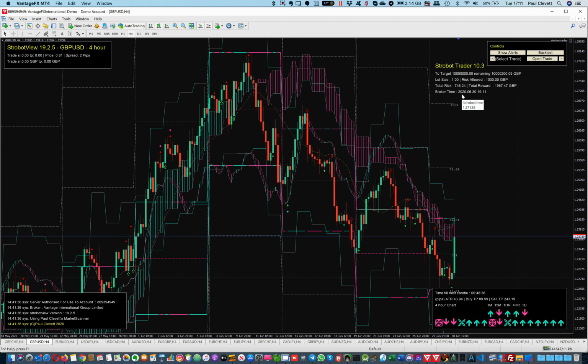So the first thing it's not allowed to do is take more than one trade on a single currency. For instance, if it takes a GBP USD trade, it won't be able to take GBP Aussie, GBP Swiss, GBP JPY, or any of those, because the major trade is a GBP. If it takes USD CAD, it won't be able to take any other USD trades.